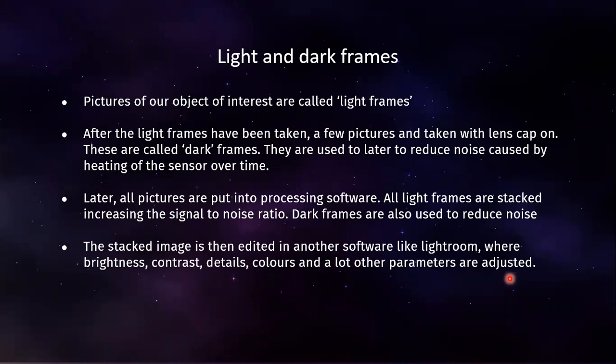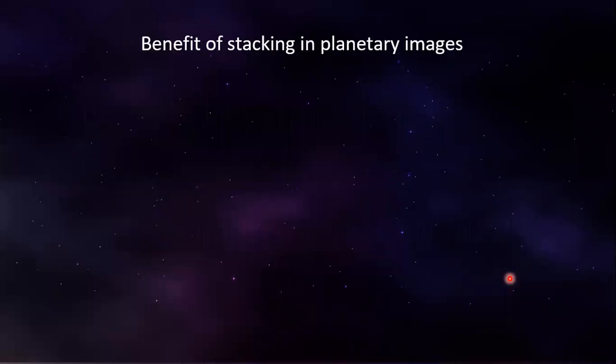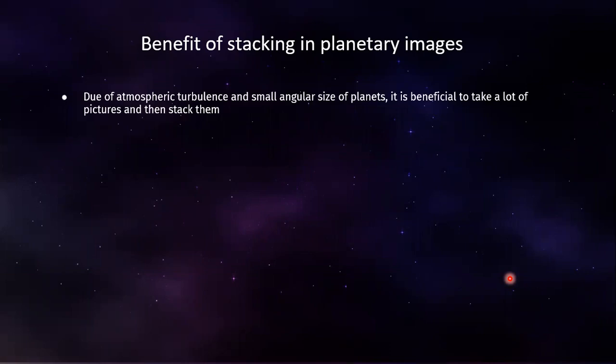Then after this image has been stacked in the software, we'll use software like Lightroom or Photoshop to give finishing touches to our picture to make it more visually appealing. Now, stacking is a very important step in astrophotography. If we are taking pictures of any object like planets, due to atmospheric turbulence and the small angular size of planets, the picture gets blurry. So we need to take a lot of images and stack them.